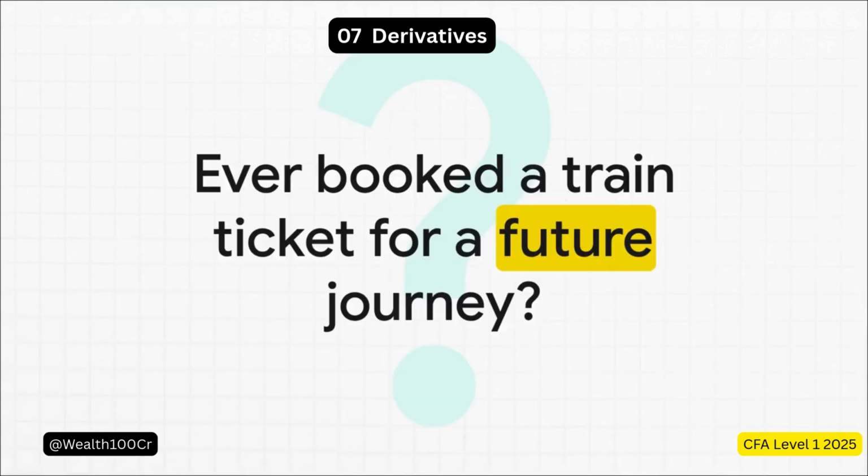So, let's begin with a simple question. Tell me, have you ever booked a train ticket, say for a journey you plan to take next month? You have, right? You pay the money today at a fixed price to make sure your seat is confirmed for that future journey. Well, that simple act, fixing a price today for something that will happen in the future, that is the main idea of a derivative. See? Simple. Just keep this train ticket example in your mind as we move forward.